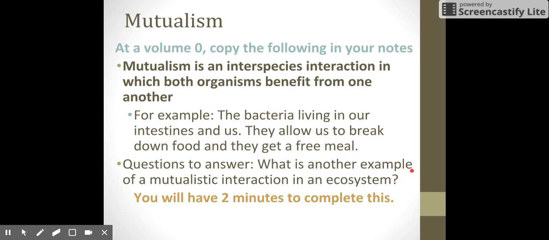But since they're there, they get a free meal as well because we ingest the food. So we actually go out and get the food for them. They break it down for us. We receive the benefit. They also receive the benefit. So I want you to think about some other mutualistic interactions in an ecosystem. We've read about some in class, and you can find some online as well. There's dozens and dozens and dozens of these mutualism interactions that we can look into.